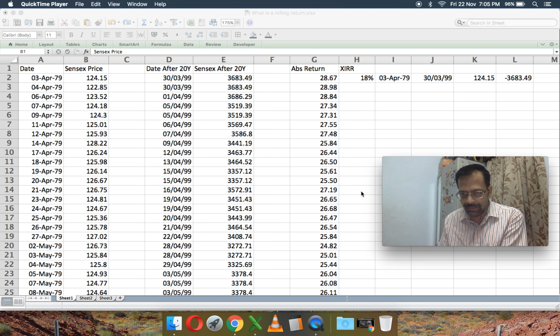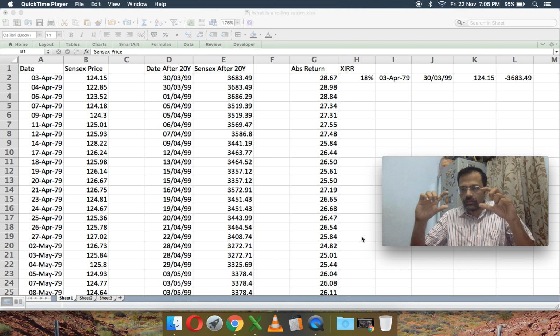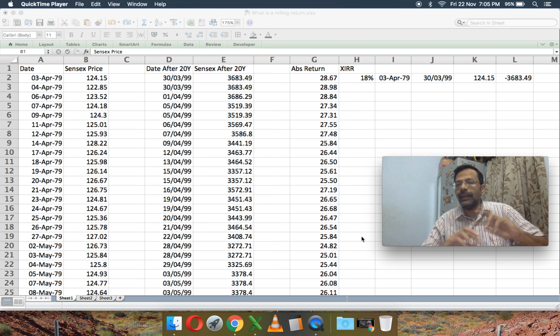And then if you copy this down, you will get the XIRR on a rolling basis. So 20-year return rolled over, moved from one duration to the other by 1 day. You can also have monthly Sensex data and calculate 20-year returns, or weekly Sensex data and calculate 20-year return, or any other duration that you want.